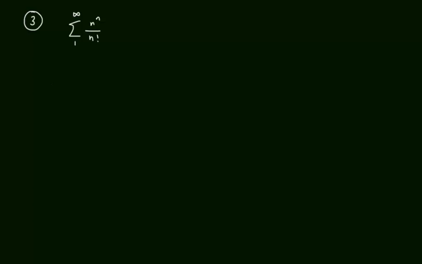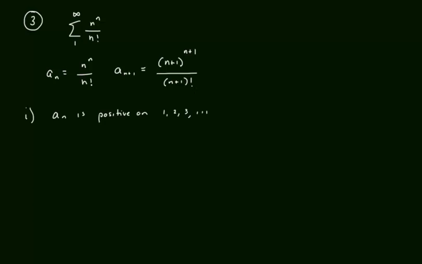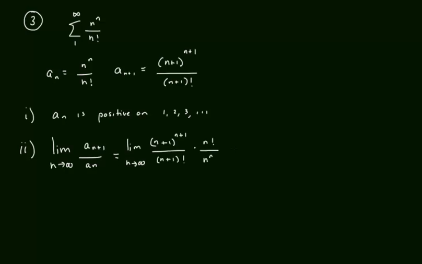Example 3, let's determine if the series from 1 to infinity of n to the n over n factorial converges or diverges using the ratio test. We state our nth and (n plus 1)th terms. We state that a_n is positive, and we take the limit of the ratio of the (n plus 1)th to the nth term as follows. But now we take a pause because the algebra is the trickiest part of the problem. See if you can work this out, and then unpause to reveal the solution.